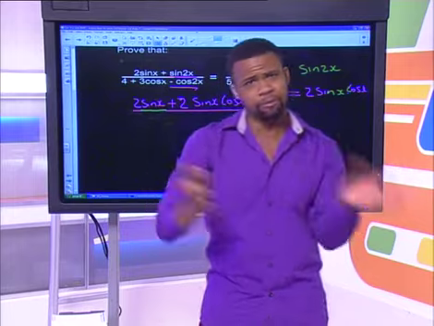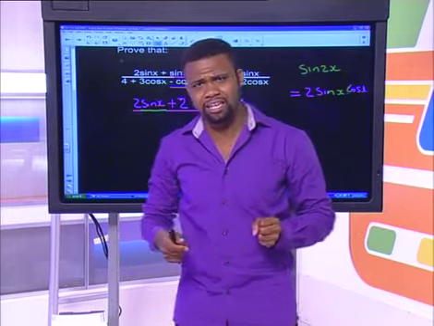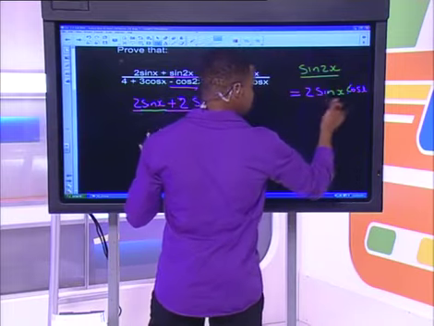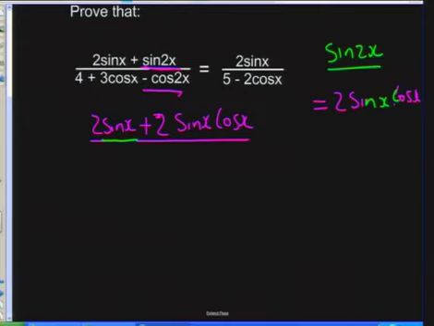I can play with that side and prove that it equals the right hand side. So what I have is 2 sine 2x, which equals 2 sine x cos x. So I change sine 2x into 2 sine x cos x. I still have my 4 there plus 3 cos x. Now I have minus cos 2x. What can I do? If you look at your formula sheet, you should have something like this.